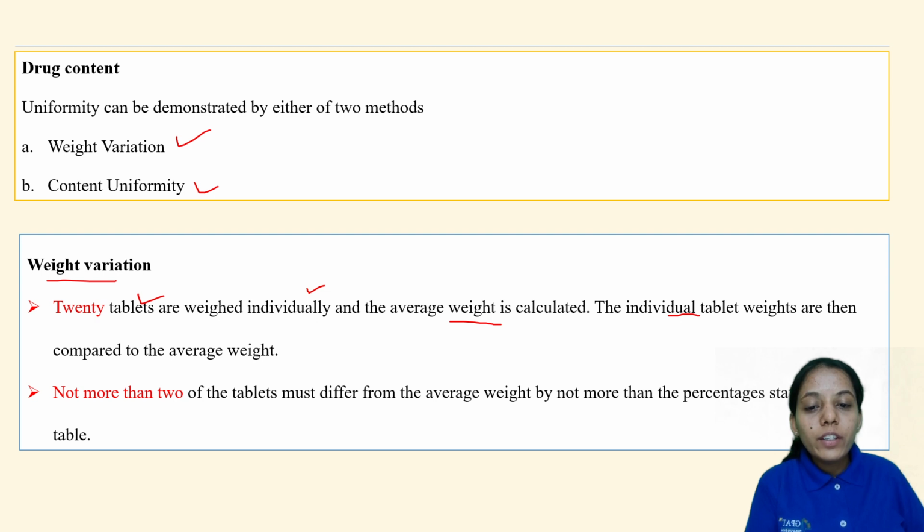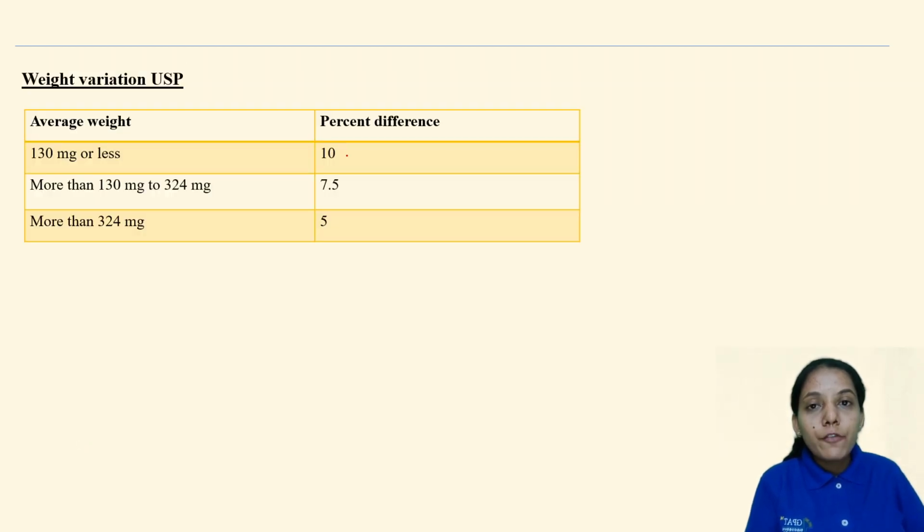Not more than 2 of the tablets must differ from the average weight by more than the percentage stated in the table. I will tell you about the percent. See here, this is the percent difference according to USP; there is also one according to IP. The average weight and the individual weight should not vary by more than this difference. The difference should be less than this.